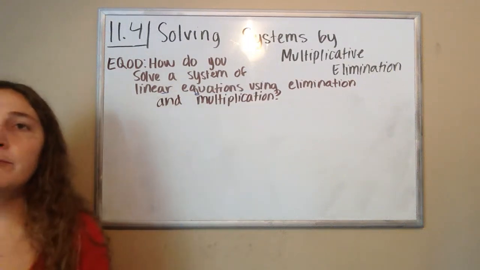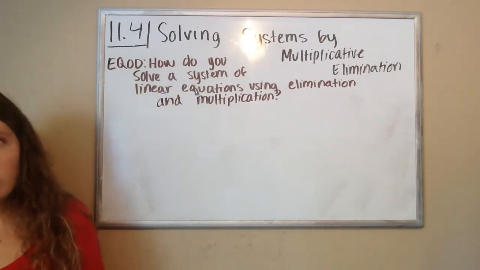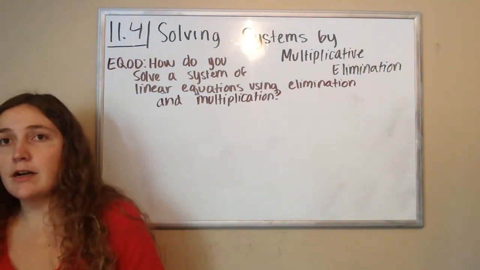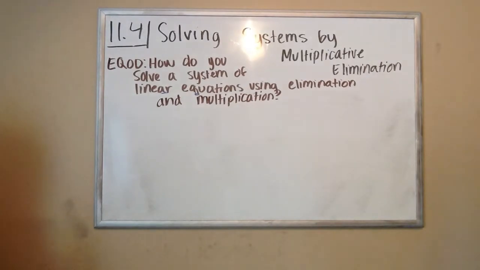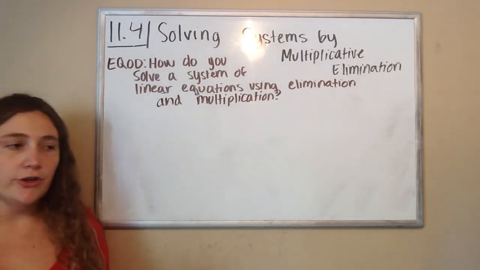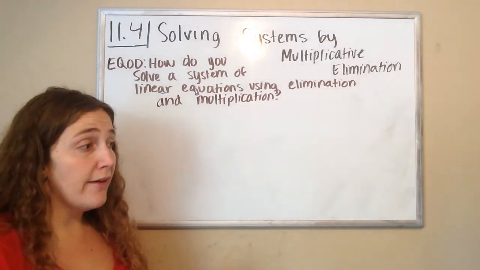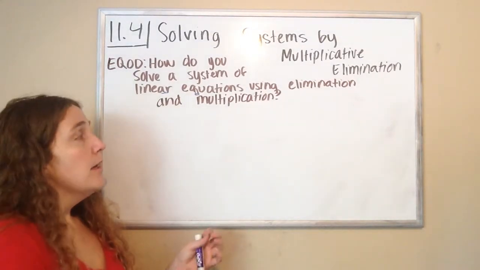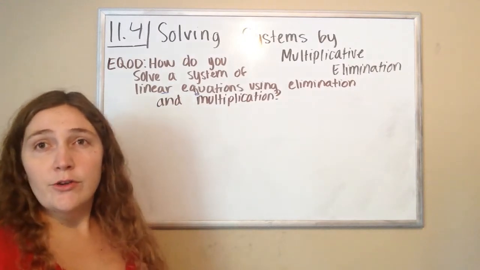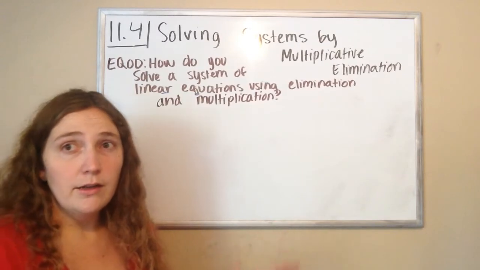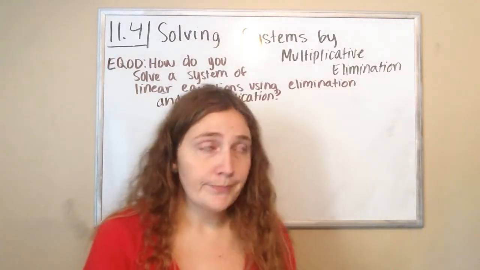All right, here we are with 11.4, solving systems by multiplicative elimination. Okay, so how do we solve a system of linear equations using elimination and multiplication? What I will say is that any of the three methods you've learned, substitution, graphing, or elimination, will always work. This one will always work as well, but it's a little bit more difficult. So if you don't fully grasp this, that's okay as long as you understand the first three. If you understand the first three, you'll be totally fine.